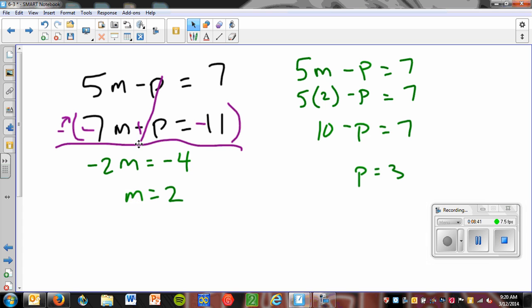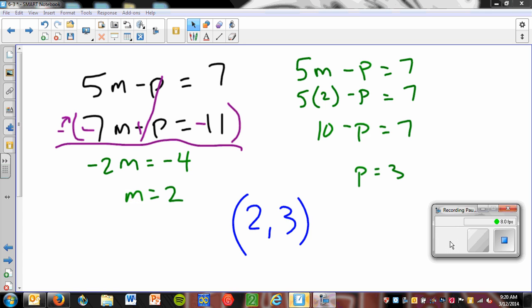Just because this is gone here doesn't mean it's not gone from my original equation. So when I plug this back in, I just use the top one. I plugged it back in here. 5m minus p equals 7. So m is 2. 5 times 2 gives me 10. Minus p equals 7. Hopefully, if you really want to, subtract 10 from both sides, divide by negative 1. Or 10 minus 3 is 7. That's some mental math that hopefully you might be able to get. Once we have our m and our p, we got to go alphabetical order and put our answer down. M comes before P alphabetically, so the 2 comes before the 3 in our answer.